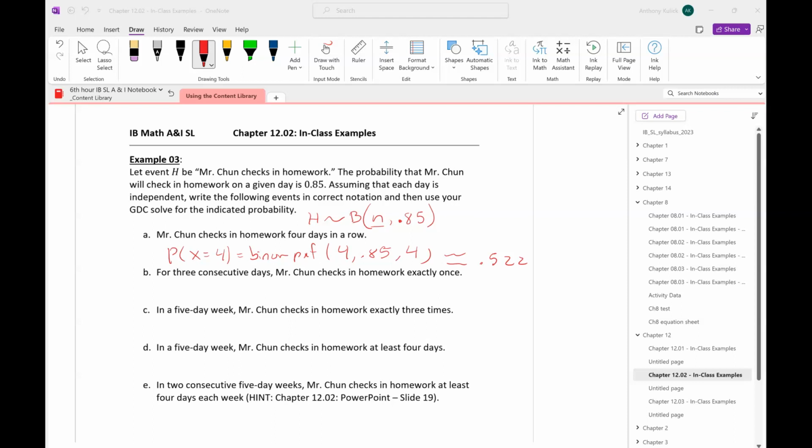Megan. For 3 consecutive days, Mr. Chun checks in homework exactly once. Great. PDF or CDF? Good. Number of trials is? Good. 0.85 stays the same, and the x is? Great. Tell me what you get when you type in your calculator. I see you already typing.